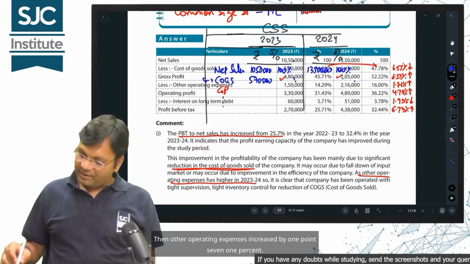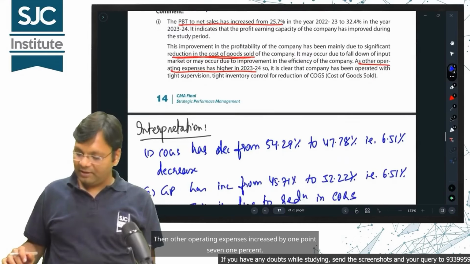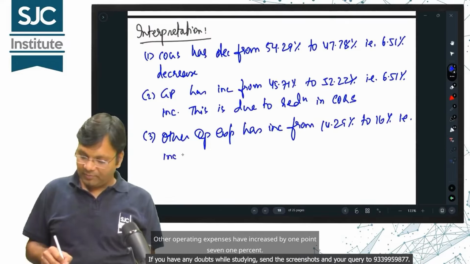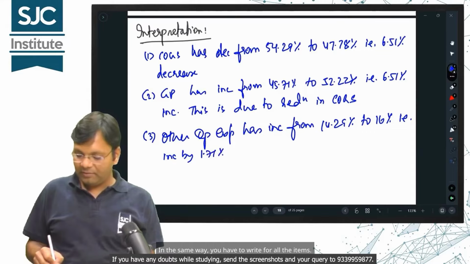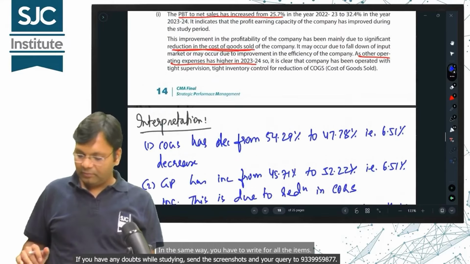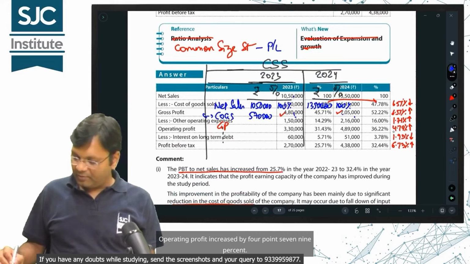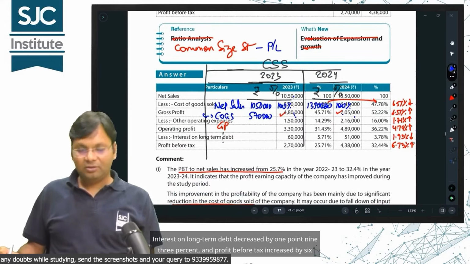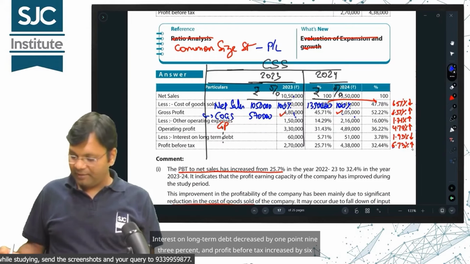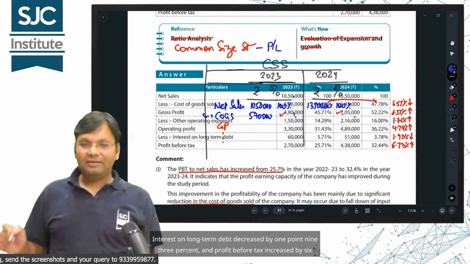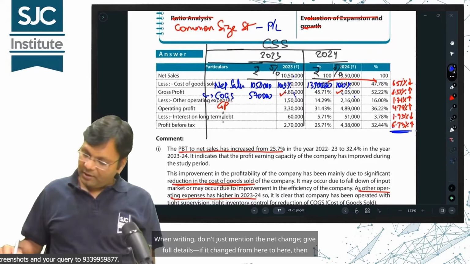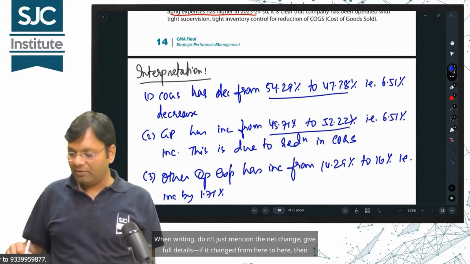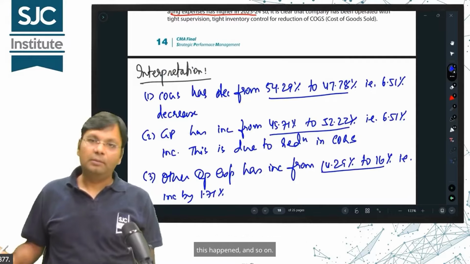Then other operating expenses increased by 1.71%. In the same way, you have to write for all the items. Operating profit increased by 4.79%. Interest on long-term debt decreased by 1.93% and profit before tax increased by 6.73%. When writing, don't just mention the net change, give full details. If it changed from here to here, then this happened, and so on.